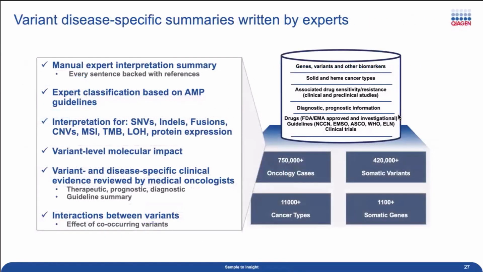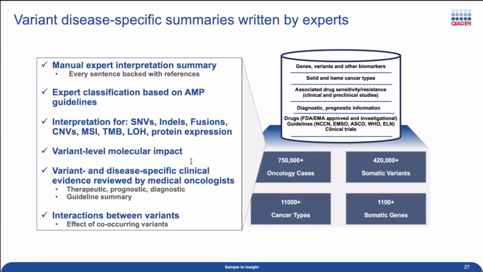This slide shows you the information that you would get from expert written, oncologist reviewed interpretive comments that enable you to build a comprehensive report within a matter of minutes. You'll get an expert interpretation summary written by dedicated scientists, fully backed up with references, expert classification based on AMP guidelines, and the expert interpretation content is available for all variant types and biomarkers, again accompanied by relevant references that you can access easily with a click of a button.